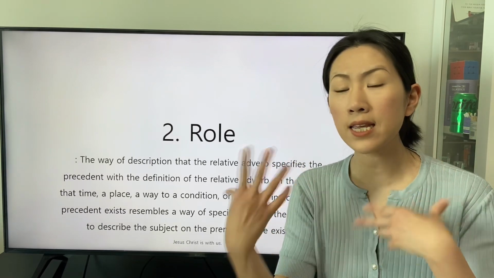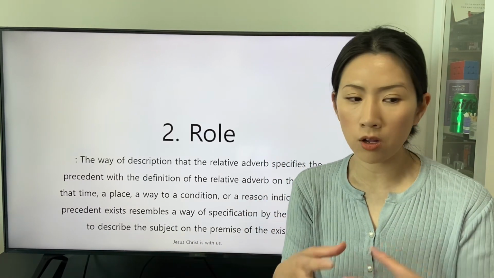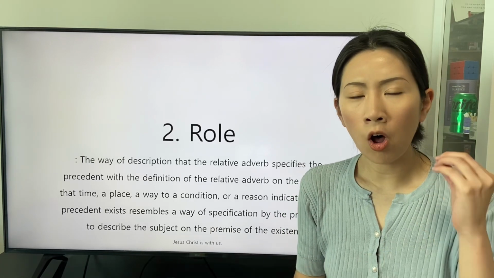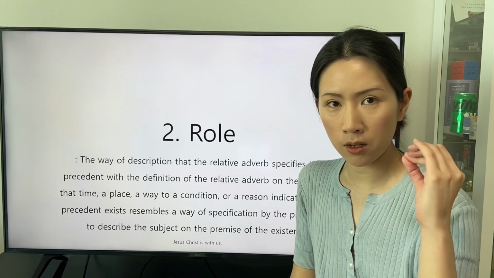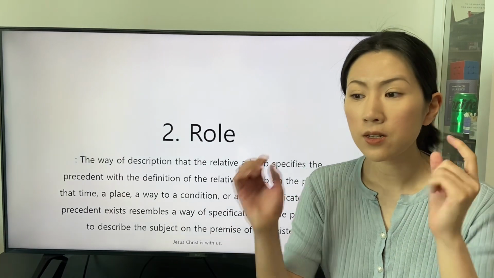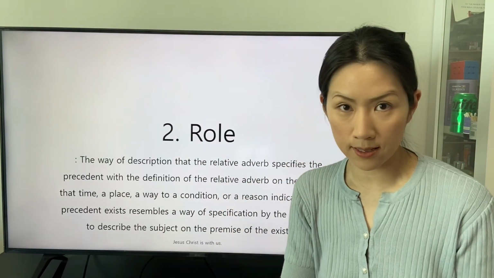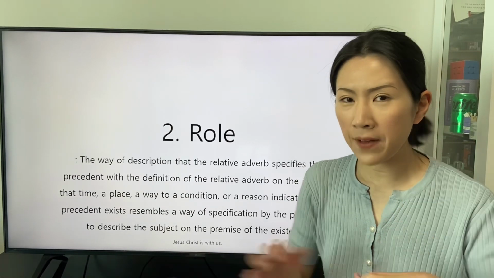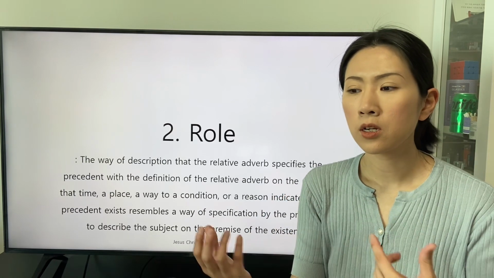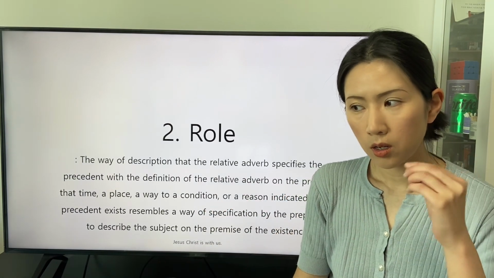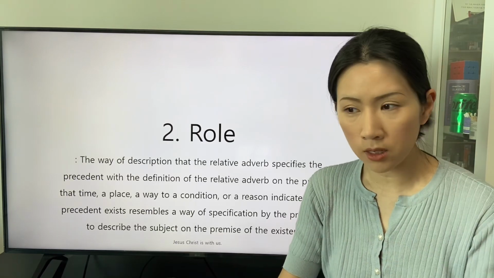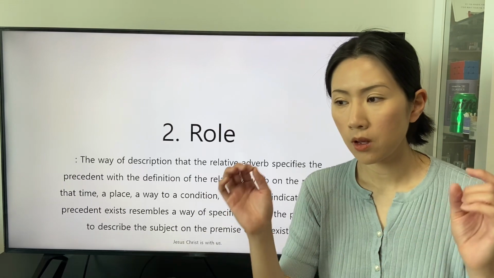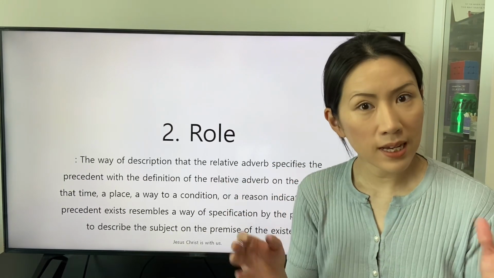The speaker indicates a subject or an object as a precedent on the primary premise that the subject or object exists. So the fact that the speaker states a clause with an indication means that the subject or object indicated by the indication exists.